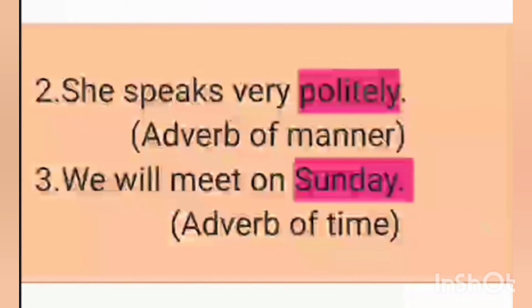Now the third one: we will meet on Sunday. Here the verb is meet, and we are giving more information about our meeting. We are mentioning a time to meet. So here the adverb is Sunday, and it is a time fixed to meet. So we are using an adverb of time for meeting.